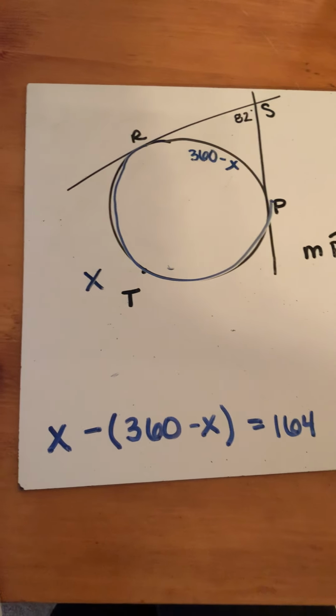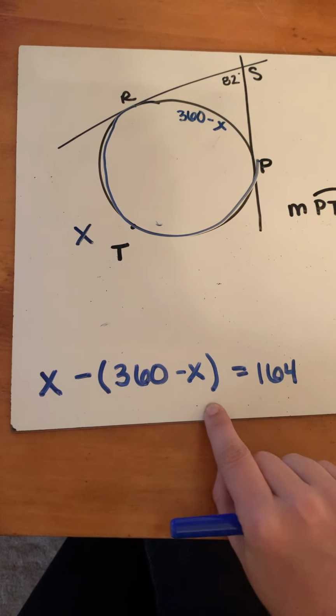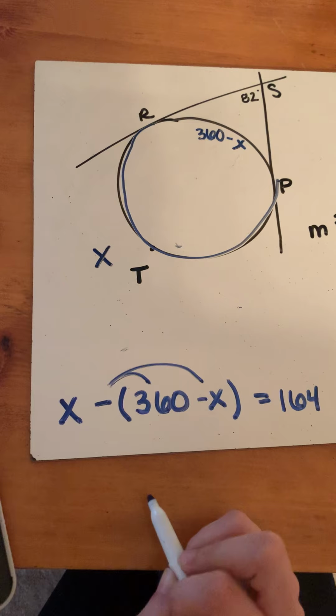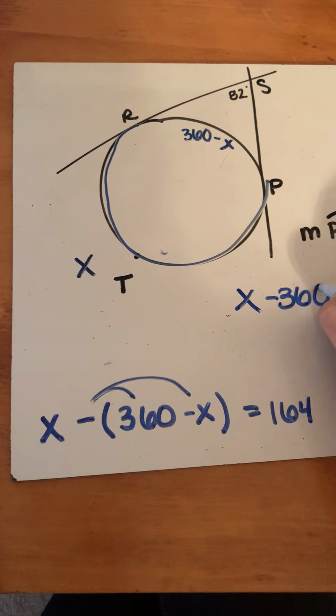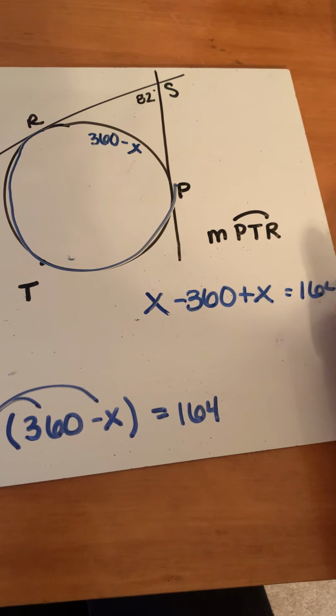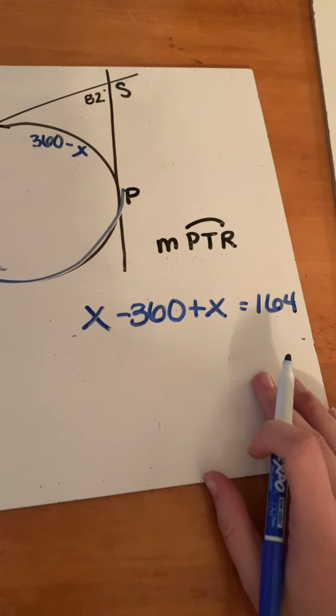All right, from here, what I think we still get the X, I get rid of these parentheses. How do I get rid of these parentheses here? All right, we're gonna distribute that negative through. When I distribute that negative, I get X minus 360 plus X equals 164.